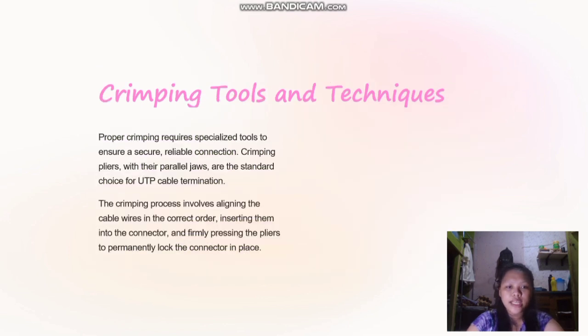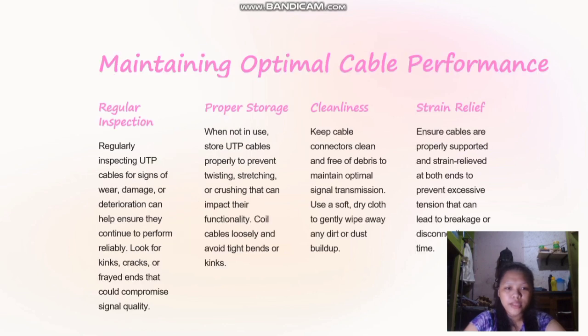Crimping tools and techniques. Crimping requires specialized tools to ensure a secure, reliable connection. Crimping pliers with their parallel jaws are the standard choice for UTP cable termination. The crimping process involves aligning the cable wires in the correct order, inserting them into the connector, and firmly pressing the pliers to permanently lock the connector in place.